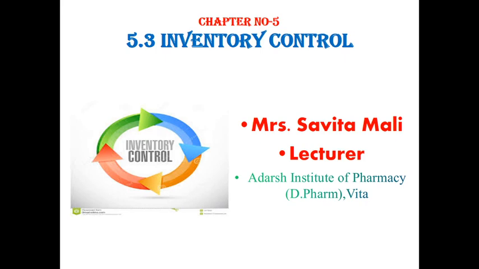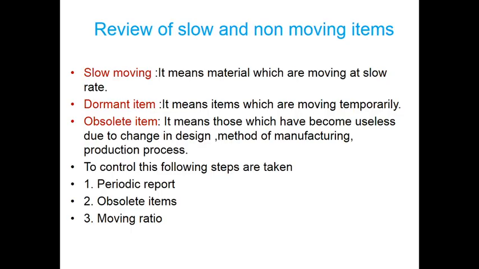In the previous two presentations we saw the various methods of inventory control: first ABC analysis, second EOQ analysis, third perpetual inventory control, fourth VED analysis, and disposal of scrap and surplus material. This is the third presentation on inventory control. Here we see the next method of inventory control, that is review of slow and non-moving items.